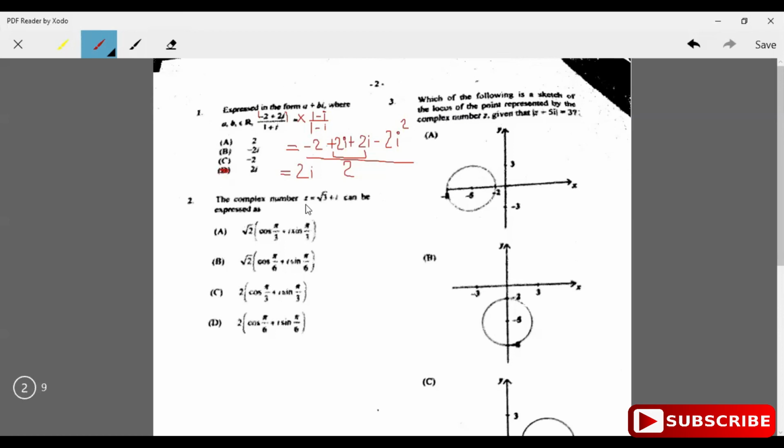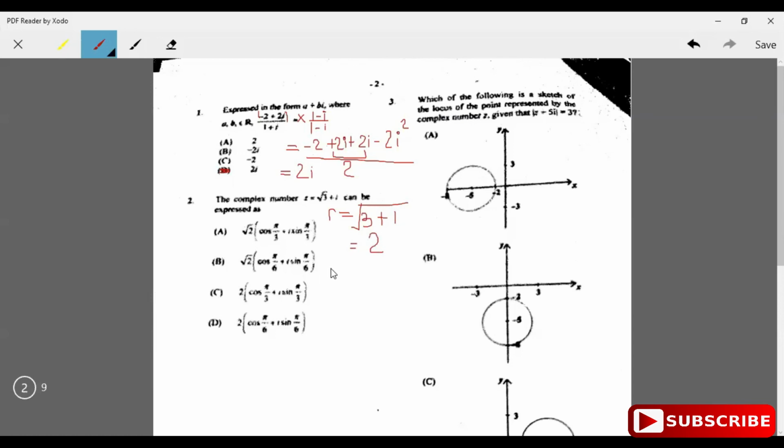Question 2 is asking us to express the complex number in this particular form. In order to do that, we need to find the argument, and we also need to find the modulus of the complex number, r. r is going to be equal to the square root of 3 squared plus 1 squared, which is 3 plus 1 square rooted, which works out to be 2.